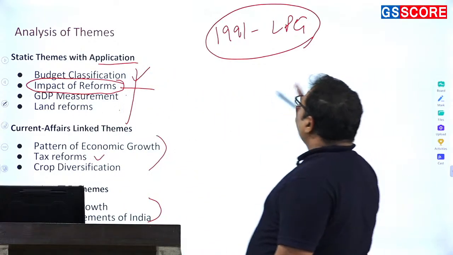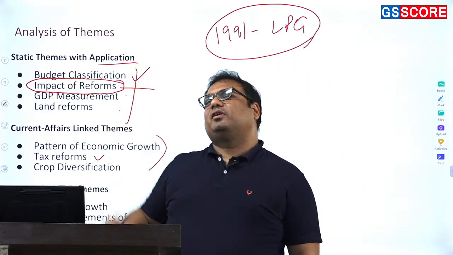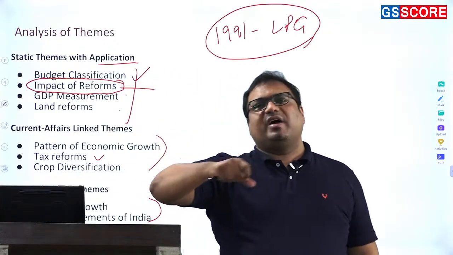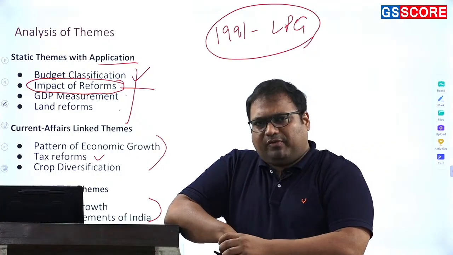Okay, in this you have to study something which is finite. That is, something we did in 1991. Then over time we brought the FRBM Act, we brought VAT, we brought GST. So there are some major reforms that we have brought over time as well.